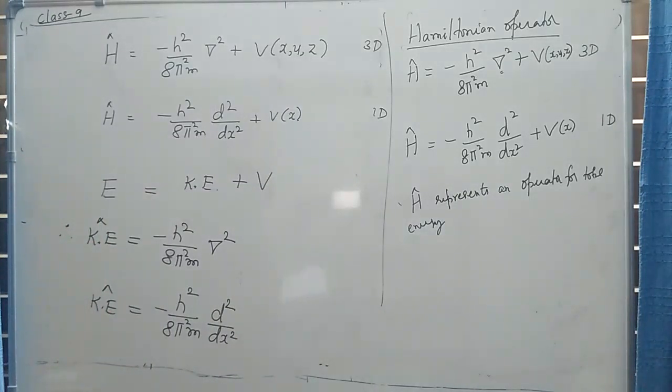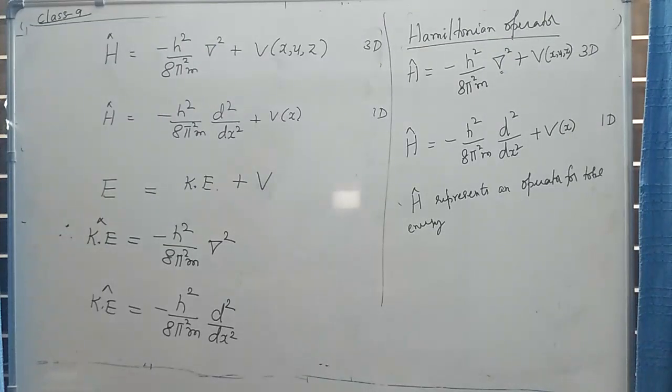Remember, we defined a well-behaved function as a function which is finite, single valued, continuous and normalized, but we haven't defined what a normalized function is. So in the next class we will mathematically define what we mean by the normalization condition and why this normalization condition is very important.